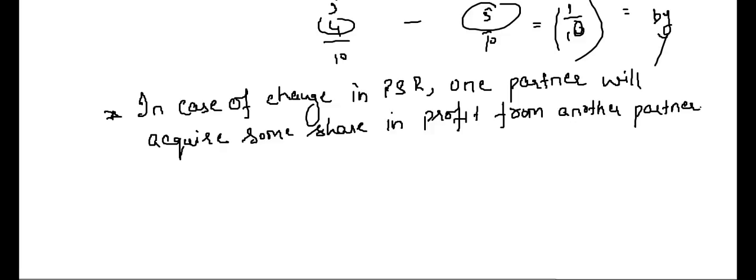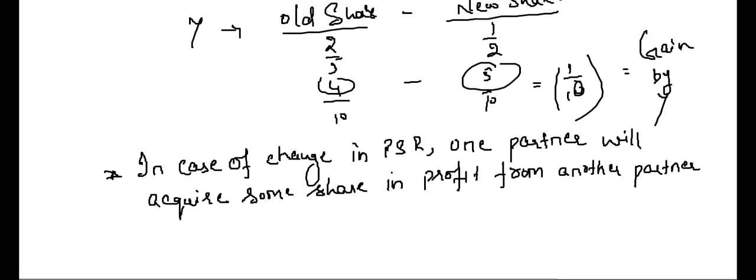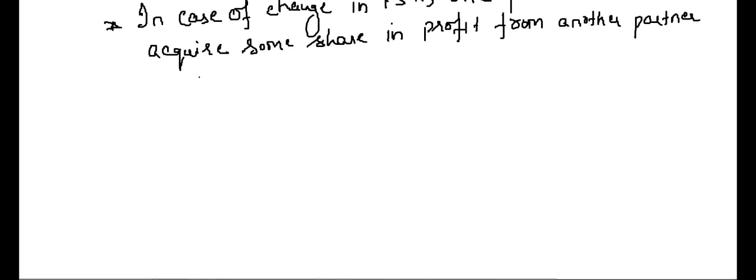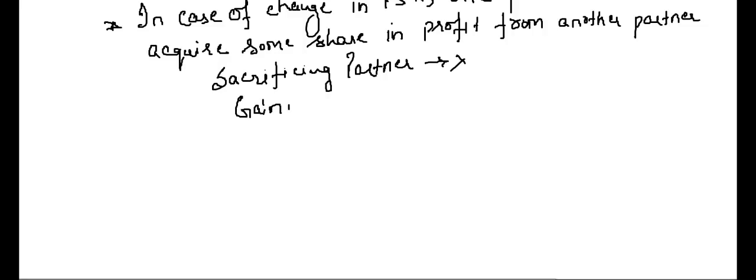Right? Here in this example, Y is acquiring 1/10 share in profit from X. So we have two partners. One is known as the sacrificing partner, right? Who is the sacrificing partner? X. And one is the gaining partner. Who is the gaining partner? Y. Clear?